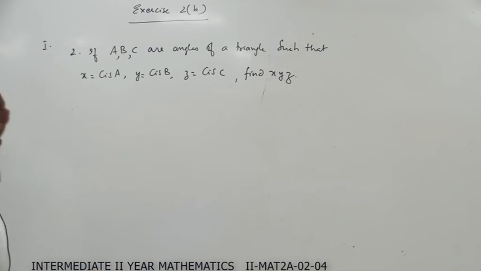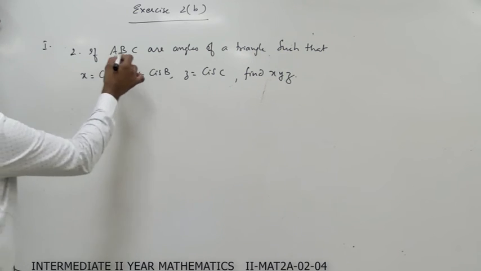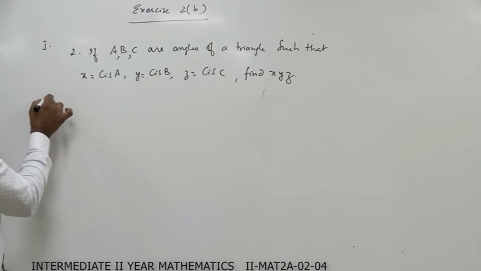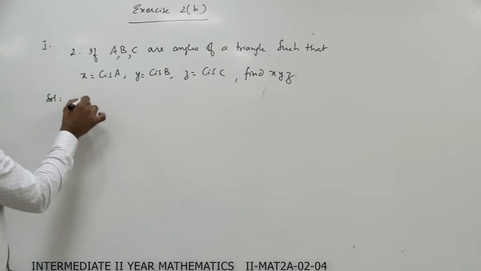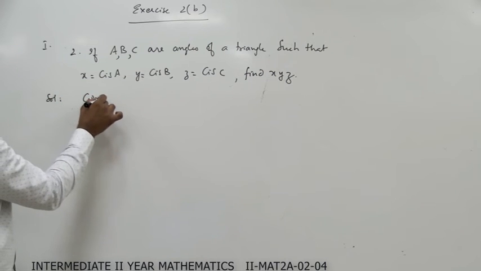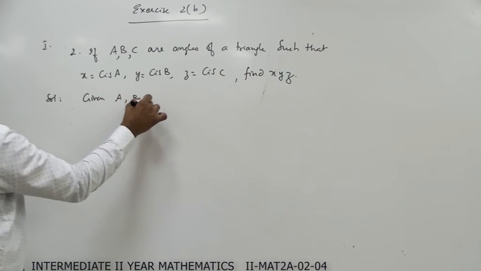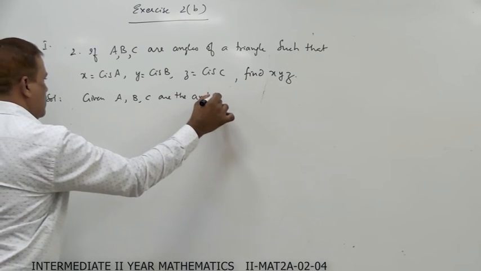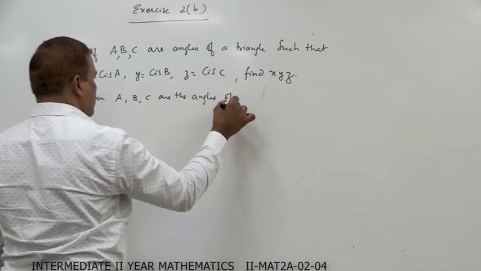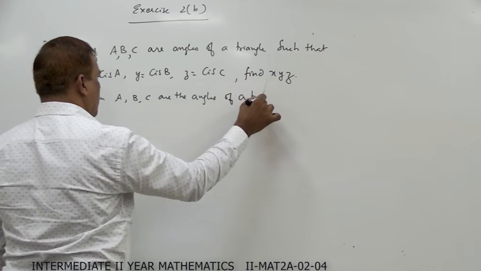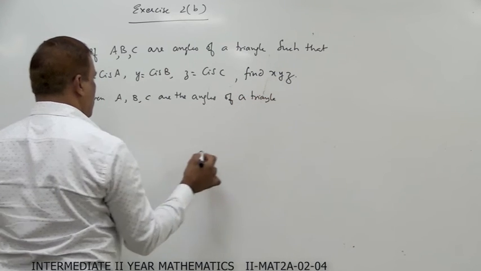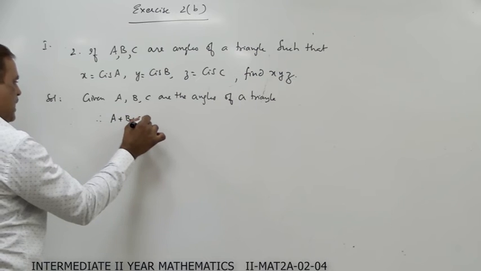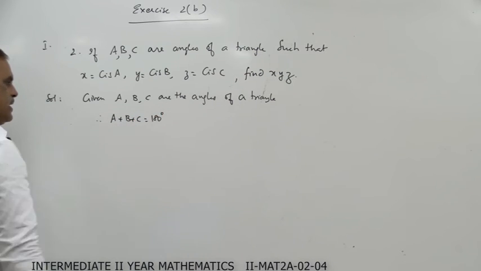So, ఇక్కడ ఇచ్చింది ఏంటి? A, B, C are the angles of a triangle. So, solution, let's write. Given A, B, C are the angles of a triangle. Therefore, A plus B plus C is equal to 180 degrees.